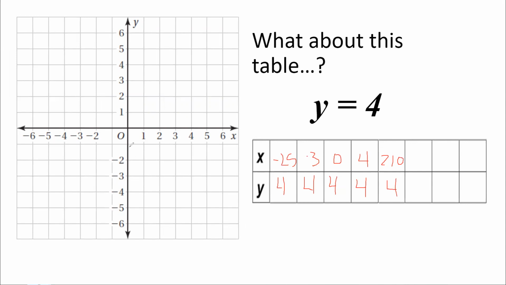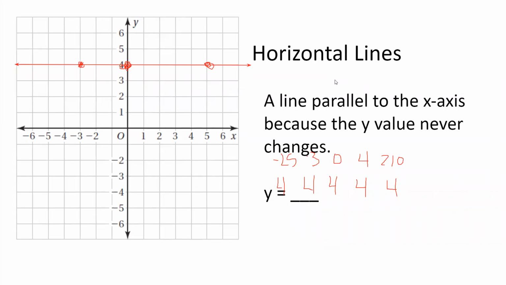So again, let's think about where y is 4. I'm going to where y is 4, and I have to think of where y is always going to be 4. So if x equals 5, y equals 4. If x equals -3, y equals 4. You can see that it is starting to form a horizontal line where y equals 4. To put that in different terms, that line is going to be parallel to the x-axis this time because that y value is never changing.